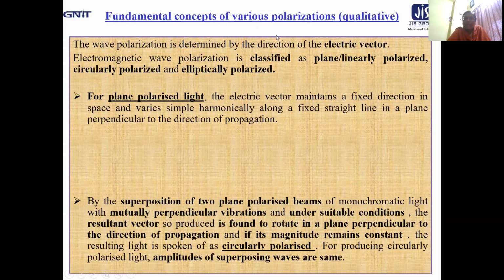But in case of polarization, we normally consider the direction of the electric vector. That means the polarization direction means the direction of the electric vector. Now, electromagnetic wave polarization is classified primarily as plane or linearly polarized, then circularly polarized and elliptically polarized. So the polarization phenomenon can be classified in three classes: plane or linear polarization, circular polarization, and elliptic polarization.